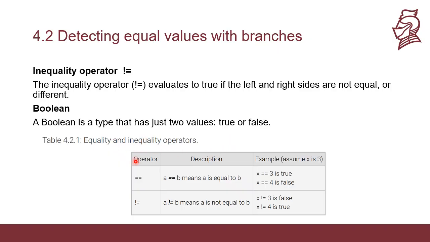So here are the equality and inequality operators in this little chart. So here's your equality operator, which is two equal signs, equal, equal. So A equal B means A is equal to B if that's true. So if X is 3, if we say X equal 3, that evaluates to true, and X equal 4 evaluates to false. Okay. And then the inequality operator means not equal to. So X not equal 3 is false because we're assuming X is 3. X not equal 4 is true because it's not equal, right?